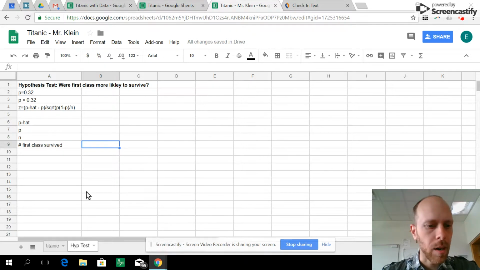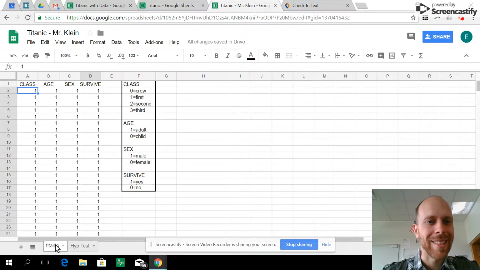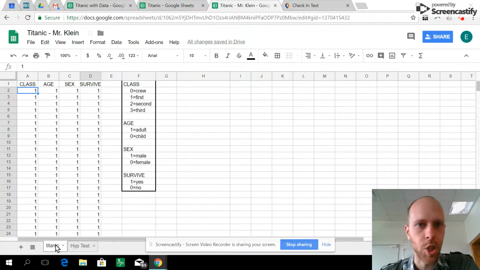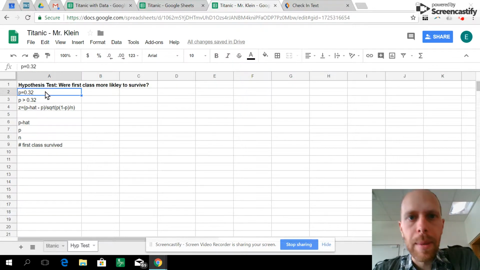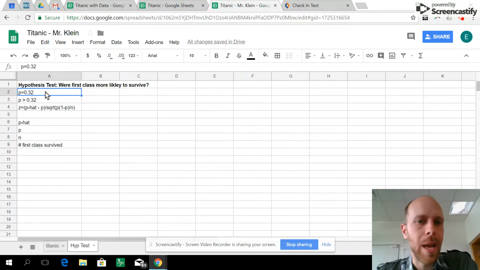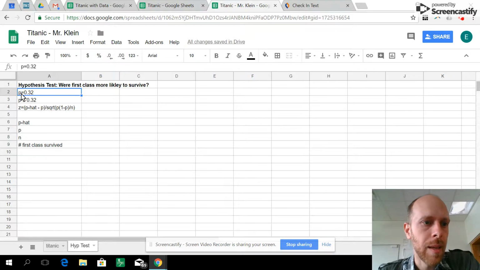All right, so we're back, and our last thing for today is we're going to be looking at this Titanic data. The question we're trying to answer is whether someone that was in first class on the Titanic was more likely to survive the sinking of the ship than a general person on the Titanic. So 32% of the people that were on the Titanic survived. So our null hypothesis is going to be that the proportion of first class is also 32%.